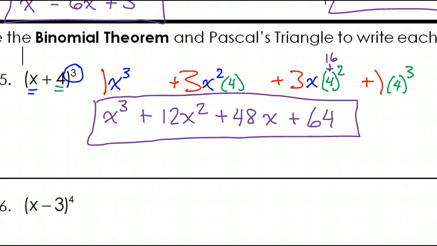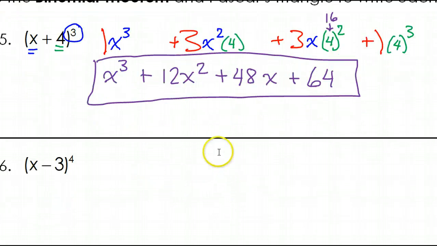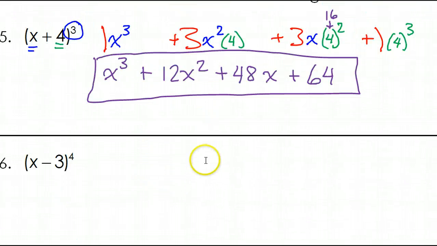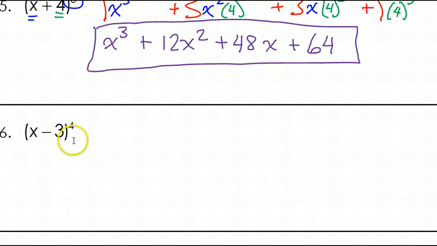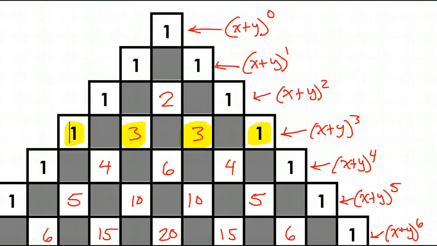All right, let's move on to number 6. All right, this is still a binomial to a power. It is the fourth power. So as we look at Pascal's triangle, the key is to pick the right row. So this will be the row for degree 4.